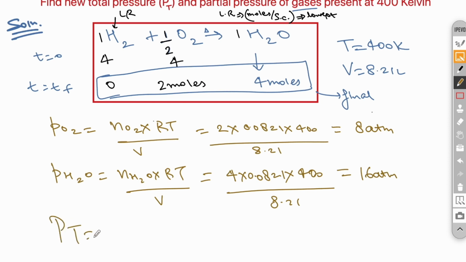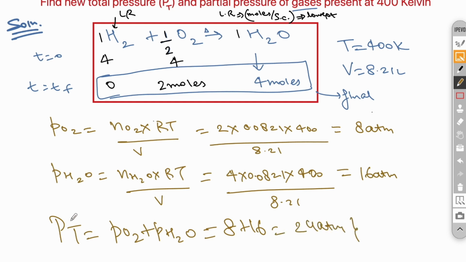Now total pressure will be equal to partial pressure of oxygen plus partial pressure of water at 400 Kelvin, right? So this will be 8 plus 16, it will come out to be 24 atm. So it was a very simple but interesting problem. Hope you understand this all.